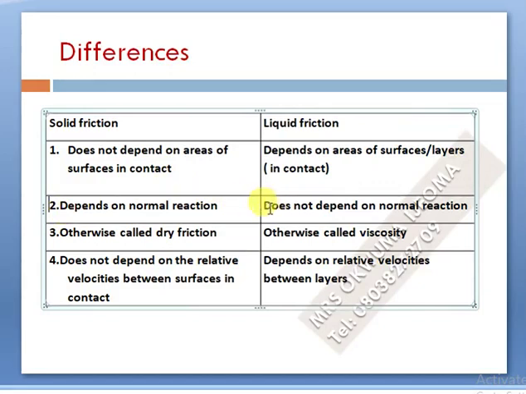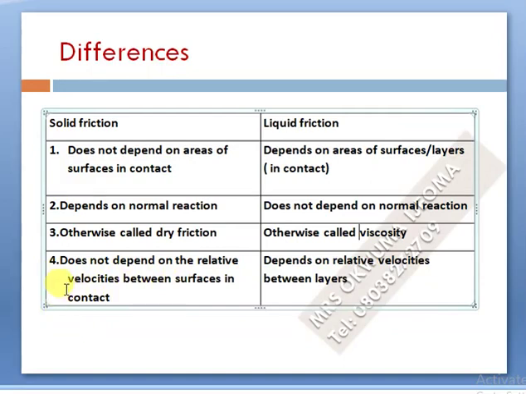But in liquid friction, there is nothing like normal reaction when we are talking about viscosity. So liquid friction does not depend on normal reaction. Now we go over to the next one, number 3. Solid friction is otherwise called what? Dry friction. So solid friction, we can call dry friction, while liquid friction can be called what? Viscosity.